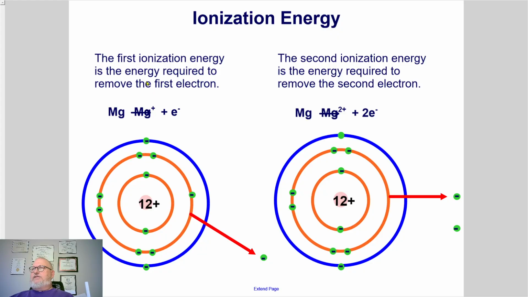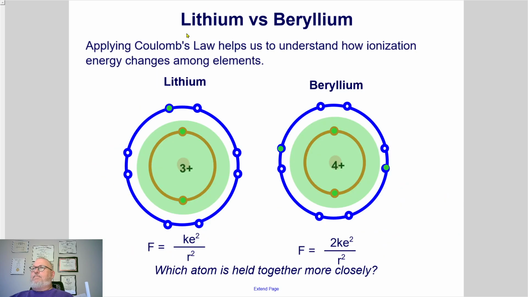So the first ionization energy is the energy required to remove the first electron. The second ionization energy is the amount of energy required to remove the second electron. And these are all messed up, but I've drawn them on the board enough. Okay. So let's look at Coulomb's law and compare it to ionization energy.